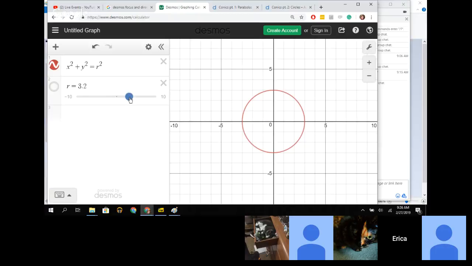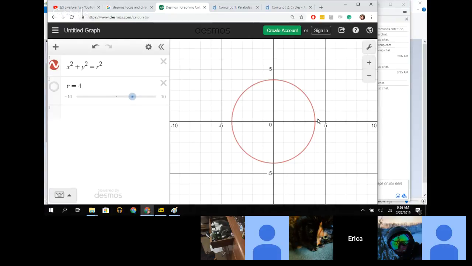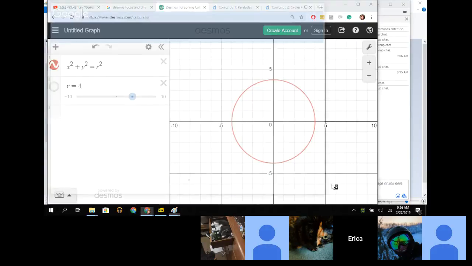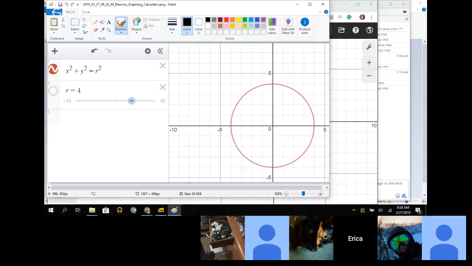So then if you made your radius 4, then your circle goes out to 4. Okay. Has anybody seen the equation of a circle before? Cool.